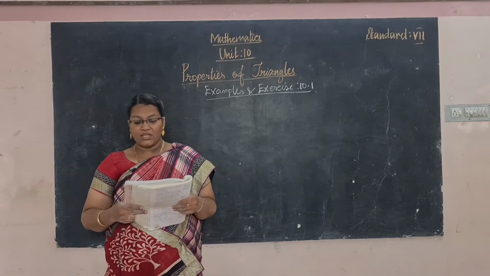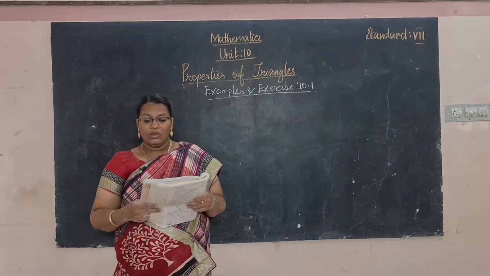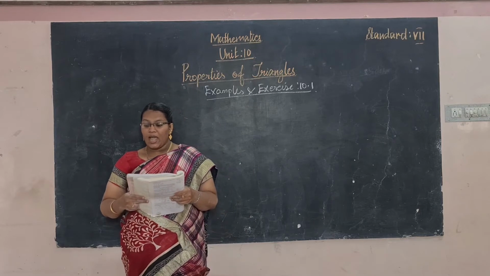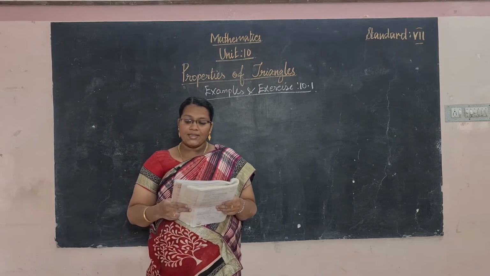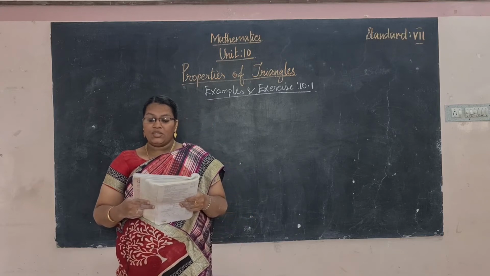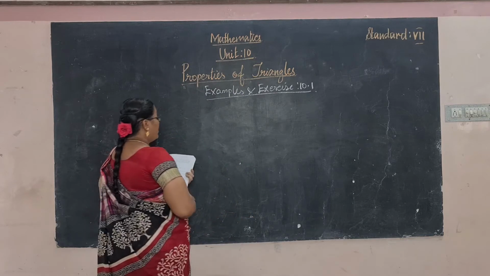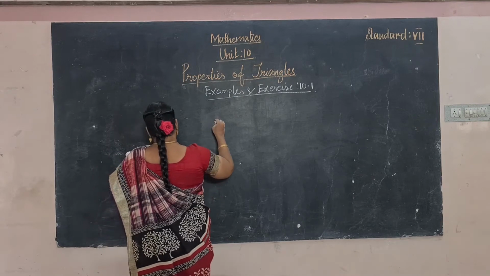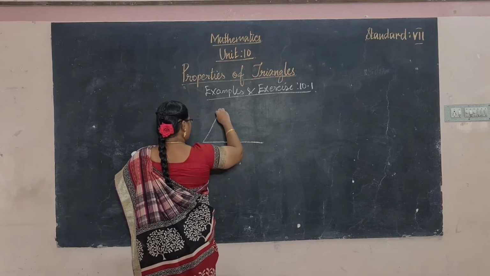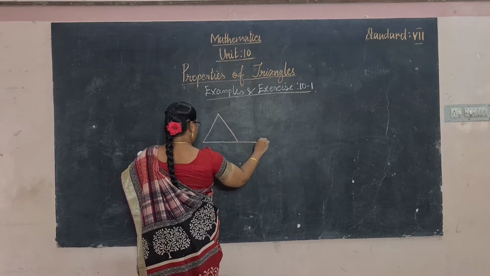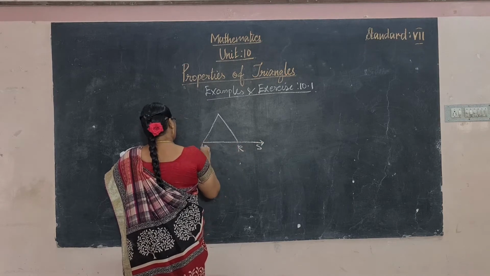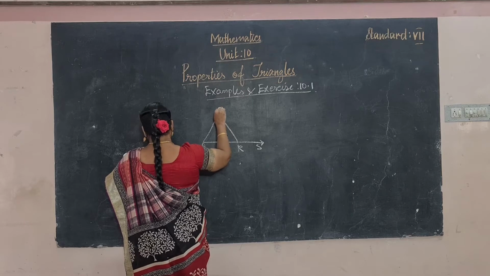One figure is given. If the angle PRS is equal to 100 degrees and the angle PQR is 70 degrees, find the measures of the other two angles of the triangle. The figure is given like this, with R, Q and P marked.